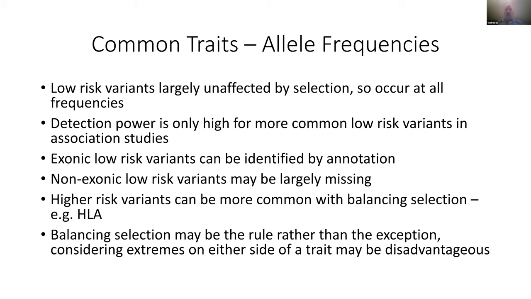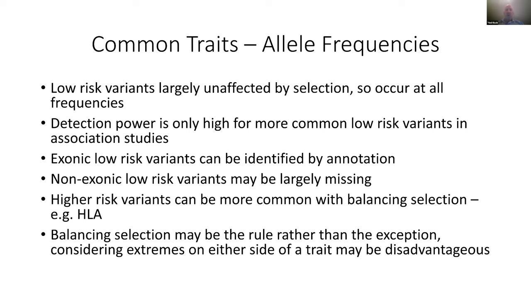On the other hand, using Mendelian results, we can still characterize potential low-risk variants by annotation. So again, characterizing missense or loss of function variants to be included in association studies by combining them, even if they're low frequency, they can still be identified statistically. But I would suggest that perhaps non-exonic low-risk variants may be largely missing. I would imagine they're quite prevalent, but might be missing just because of the statistical power.